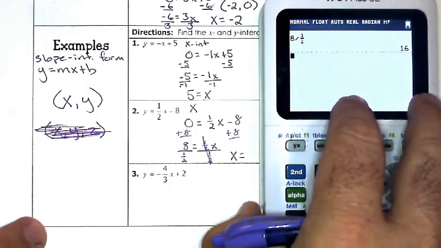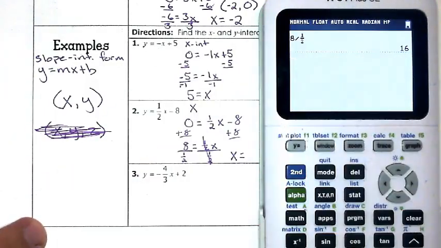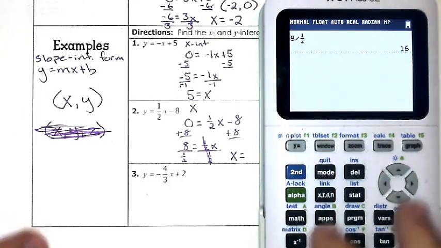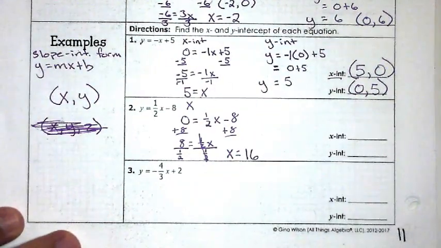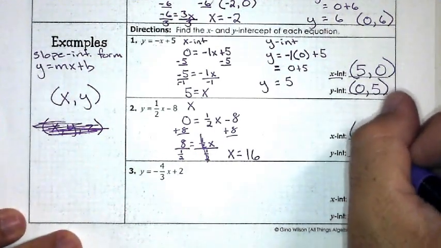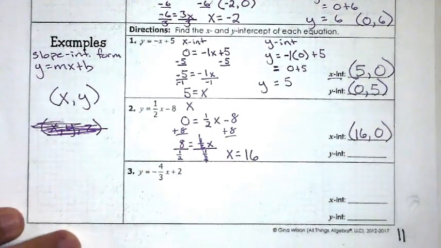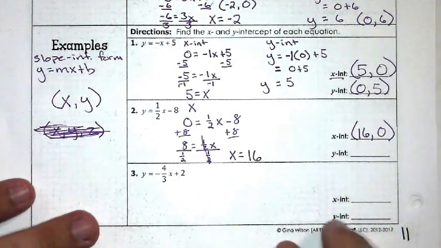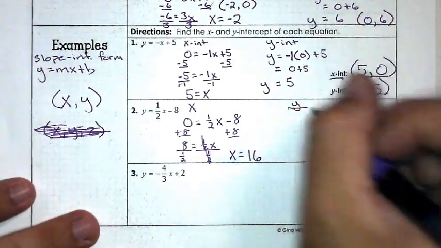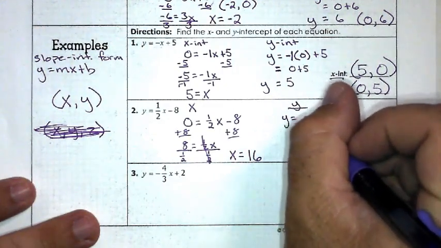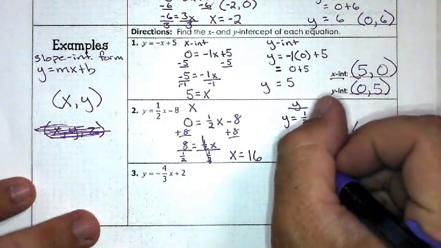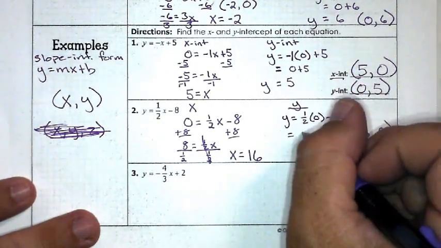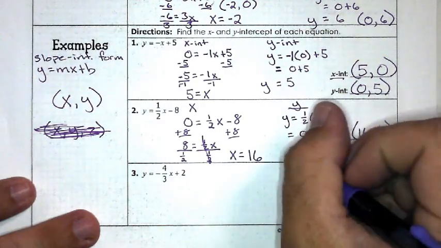If you divide by a fraction, your number actually gets bigger. If you multiply by a fraction, it gets smaller. Okay, so that is actually x equals 16. So that will give me 16 comma 0. Now to solve for my y, y equals 1/2 times 0 minus 8. Anything times 0 is 0. And that gives me negative 8.